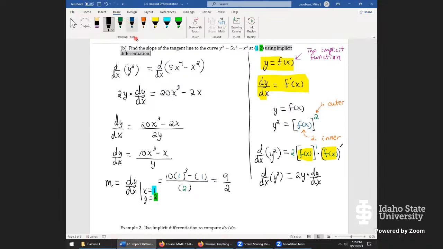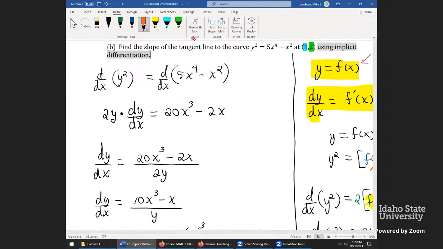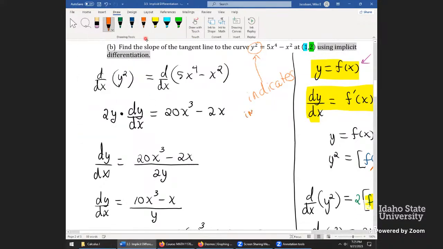I would say the big giveaway, I'm glad you asked that question, is this right here. The power of 2 on y means we don't really have y as a function of x. It's not solved for yet. So this indicates implicit differentiation. That's a long word, since y is not isolated.